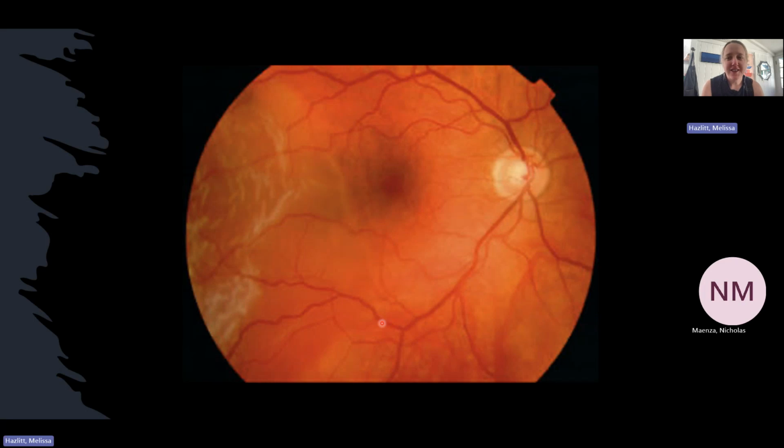And I like to do this because it's fun. Do you see anything in this fundoscopic exam?